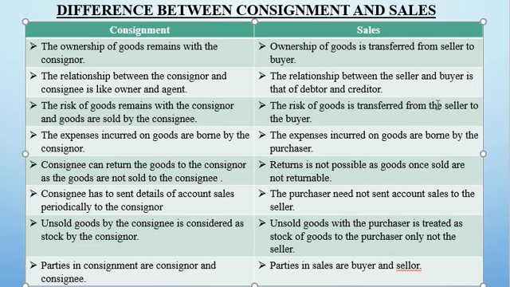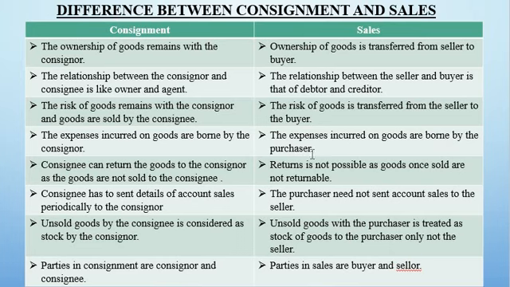Until the goods are sold, the risk remains with the seller, but once the goods have been sold, the risk is transferred from the seller to the buyer. The next owner will be bearing the risk. Next point, the expenses incurred on goods are borne by the consigner. I have already told you this point, that any expenses on the goods are borne by the owner, not the agent. Whereas in case of sales, the expenses incurred on goods are borne by the purchaser.